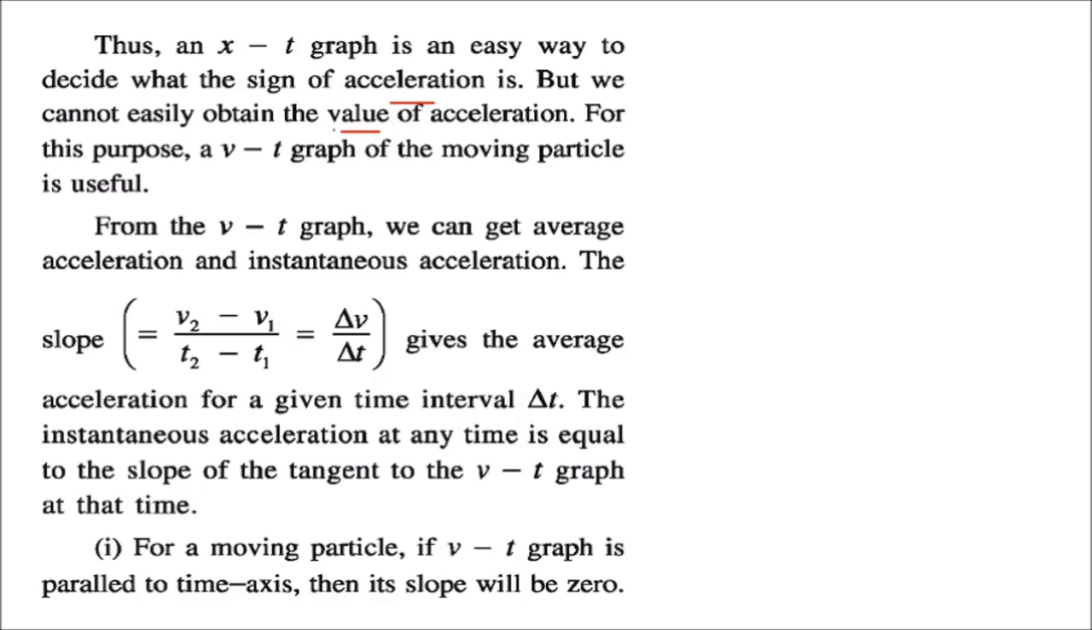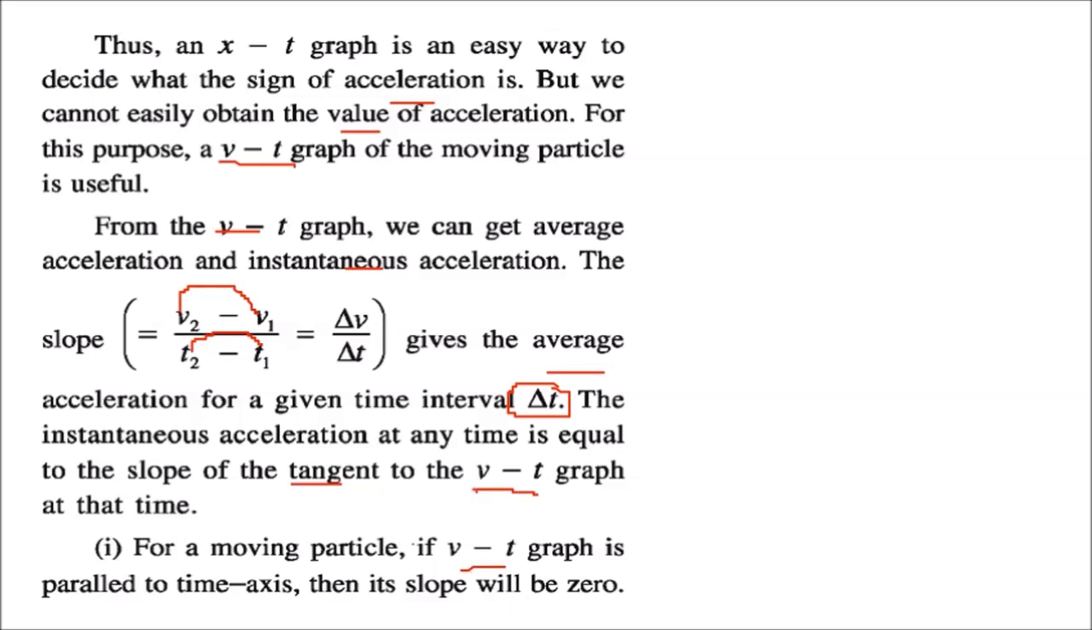So the instantaneous acceleration at any point is equal to the slope of the tangent in the vt graph. If a particle is moving and the vt graph is parallel to the time axis, the slope is 0. Like this. Here, the slope is 0. That is, velocity is not changing with time. So there is no acceleration. The particle is moving with 0 acceleration. What it means is the velocity of the particle is constant. In this case, we say the motion is uniform motion.